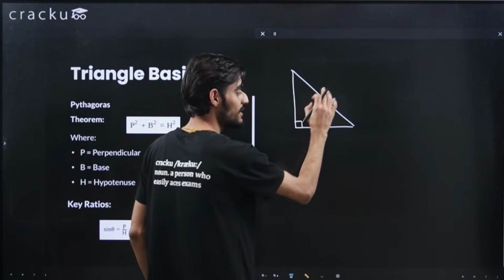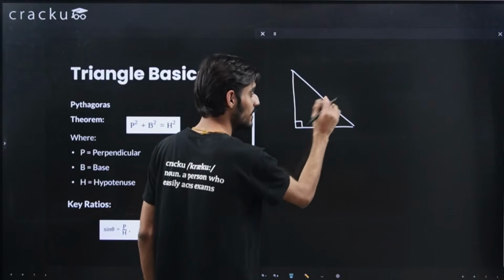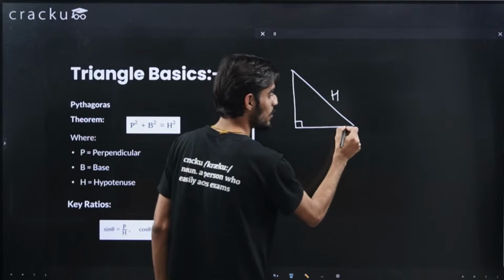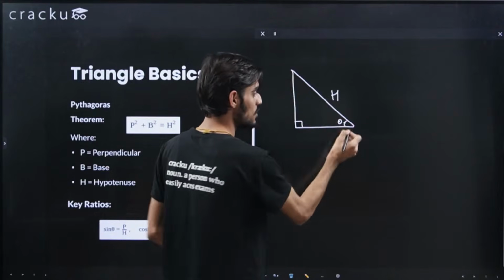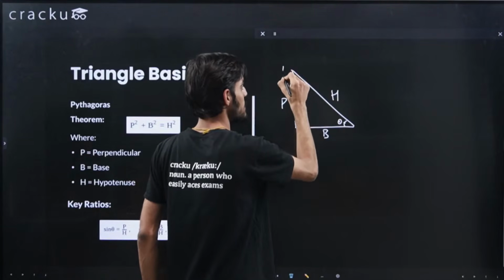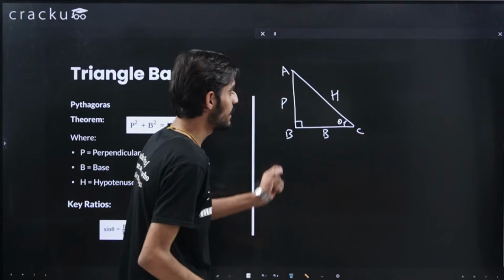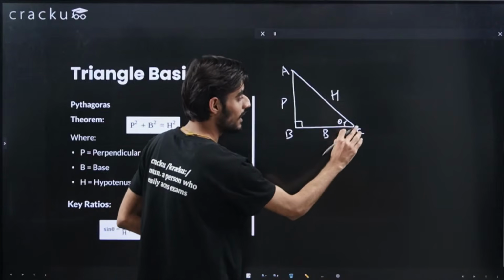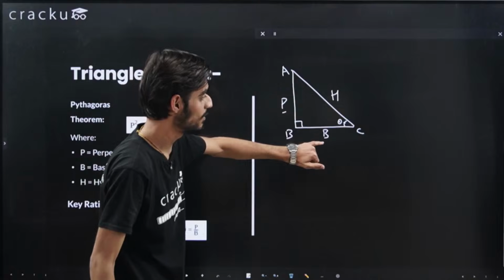The side in front of the 90-degree angle we call the hypotenuse, that is H. And if we are talking on the basis of this angle, this will be the perpendicular and this will be the base. Let's say I denote these vertices as A, B, C. If I need to calculate the sine of C, because I am representing C, the perpendicular will be this side and the base will be this side.